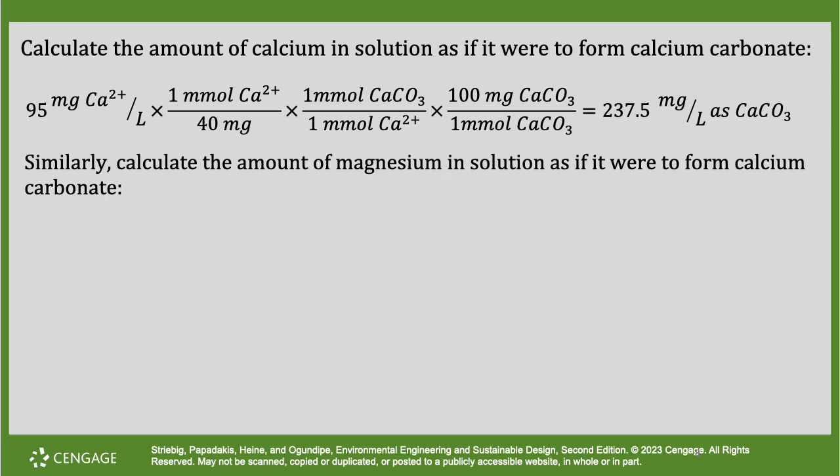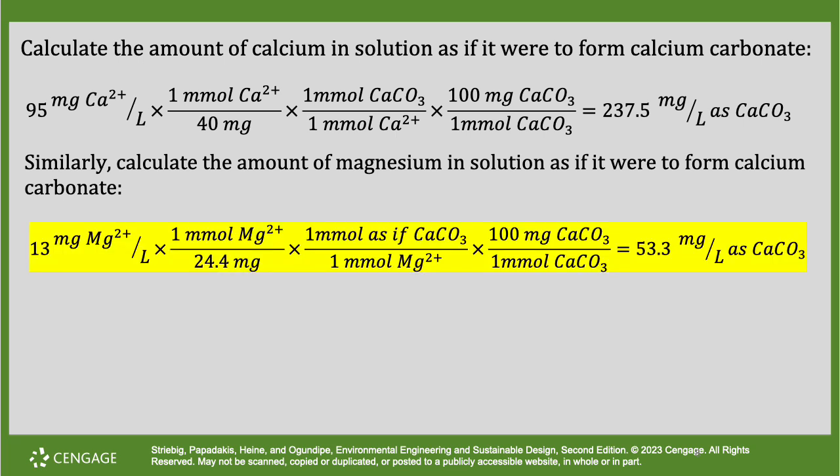Similarly, we'll do the same calculation for magnesium. Now I do want to note in yellow, there may be a typo in your book. From the previous table, we see that there were 13 milligrams of magnesium in solution. The molecular weight of magnesium is 24.4. Now because this has a charge of plus 2, 1 millimole of magnesium will also likely form a scale of magnesium carbonate. But in this case, we're going to assume that it's actually calcium carbonate that forms. This wouldn't actually happen, but we're going to group these all together as if it were calcium carbonate.